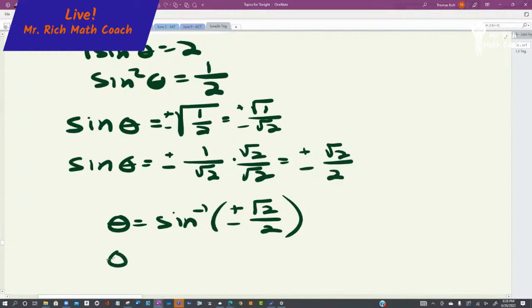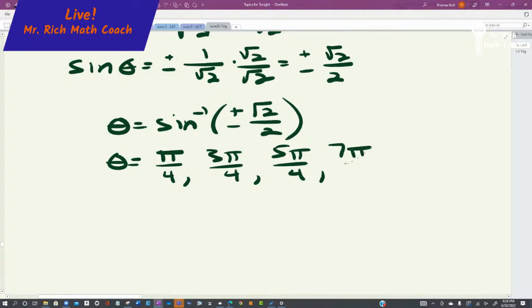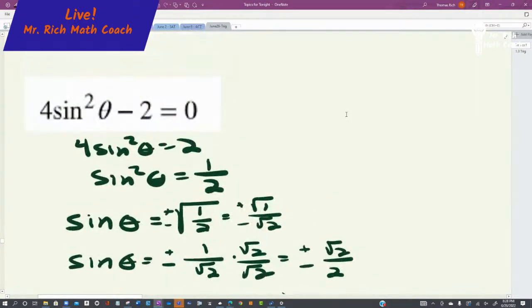So what angles have sine of plus or minus root 2 over 2? That's going to be pi over 4, 3 pi over 4, 5 pi over 4, and 7 pi over 4. So those are my 4 solutions to that particular trig equation.